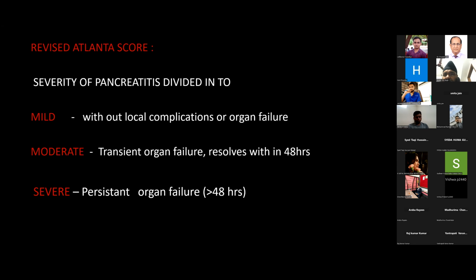Now, another scoring system, which is the revised Atlanta scoring. In this, the severity of pancreatitis is divided into mild, moderately severe, and severe pancreatitis. In mild pancreatitis, there are no local complications or systemic complications. Whereas in moderately severe pancreatitis, there is transient organ failure, but it resolves within 48 hours. Whereas in severe pancreatitis, there is persistent organ failure for more than 48 hours.